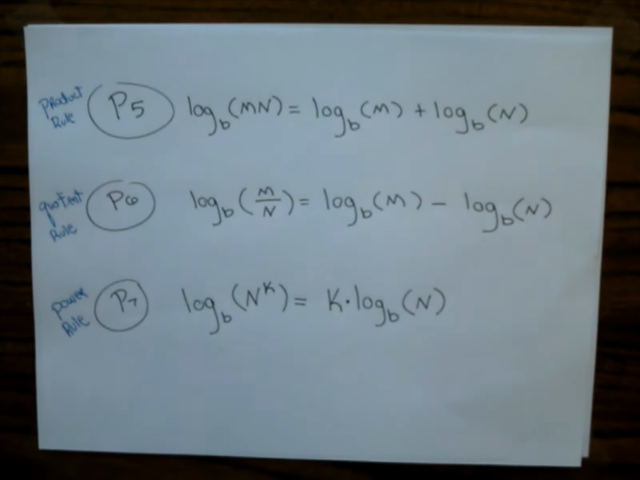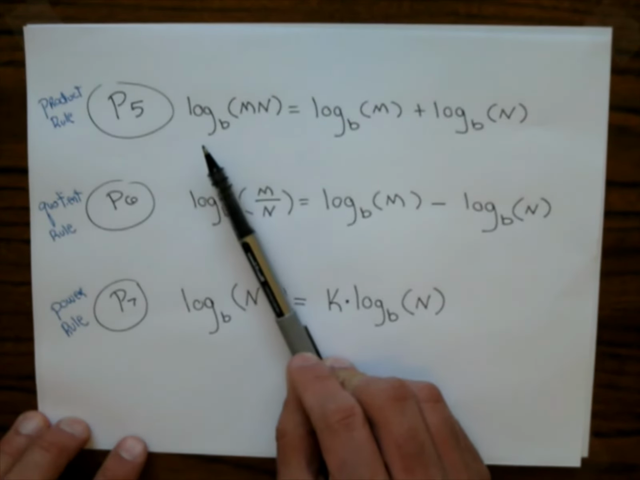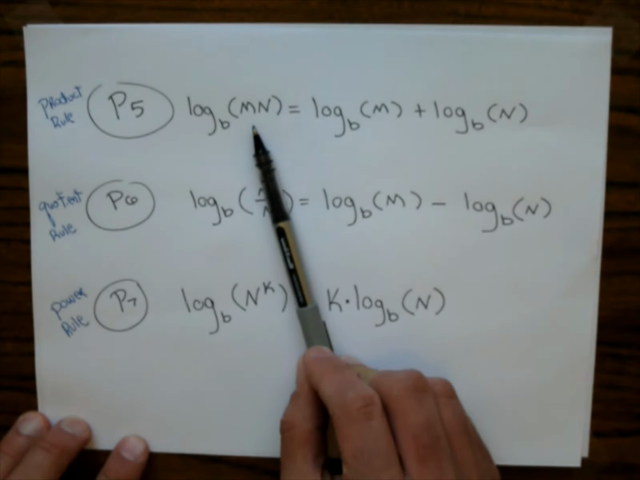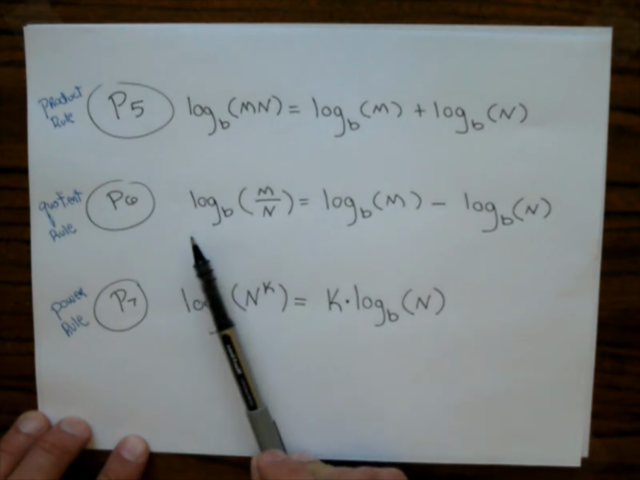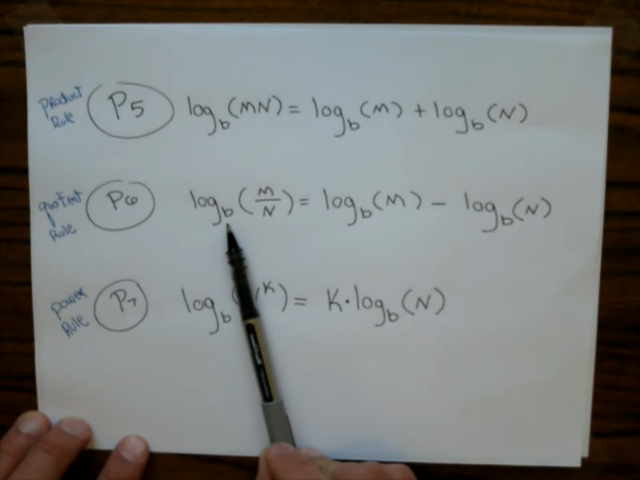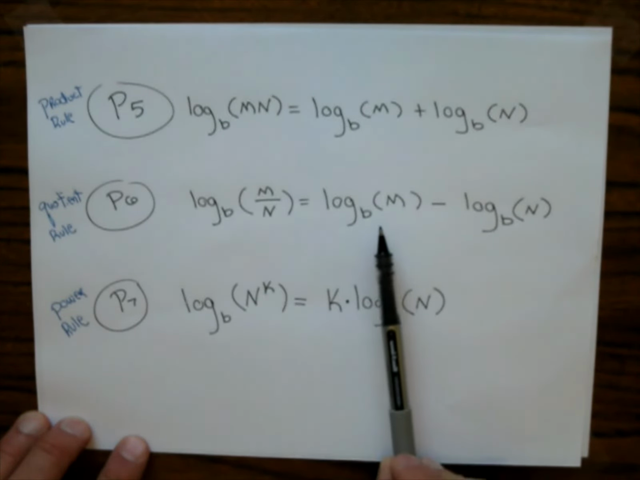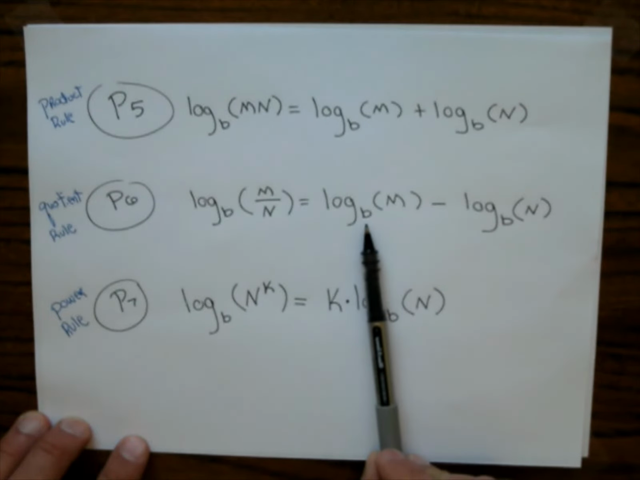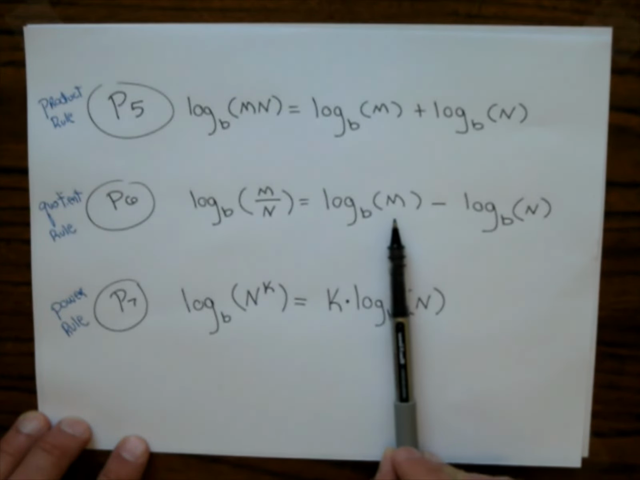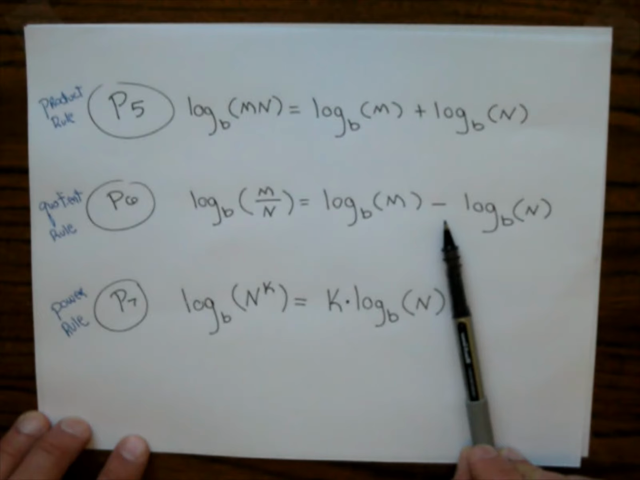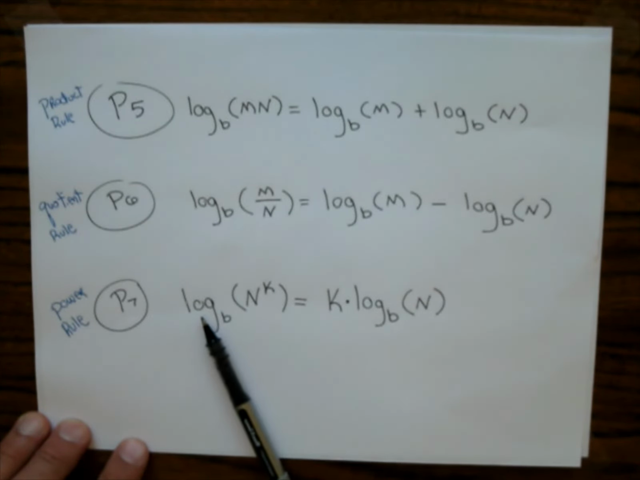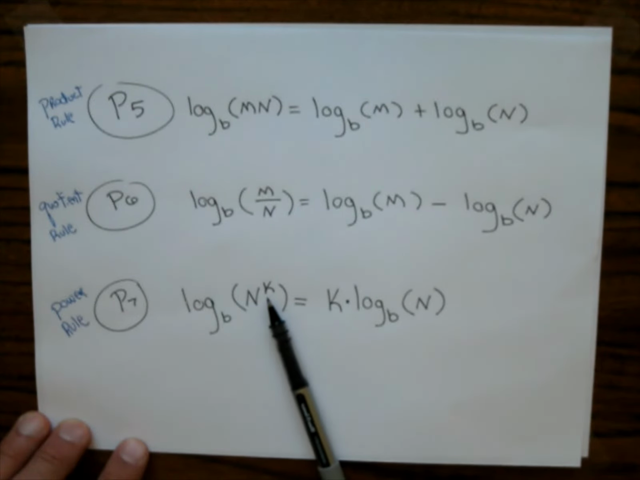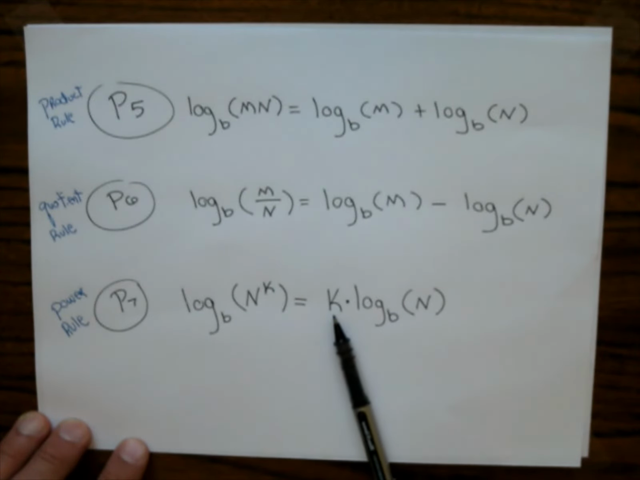The product rule says if you take the log of a product, it is the sum of the logs. The quotient rule says if you take the log of a quotient, it is the difference of the logs, where the numerator is the first one and the denominator is the one that has the negative. The power rule, sometimes I call this the jumping rule. You take the log of something to a power, and the power jumps in front of the logarithm.